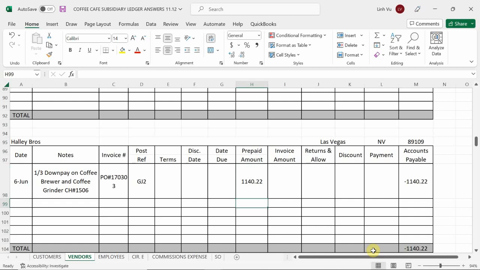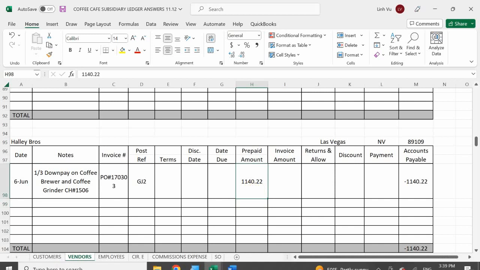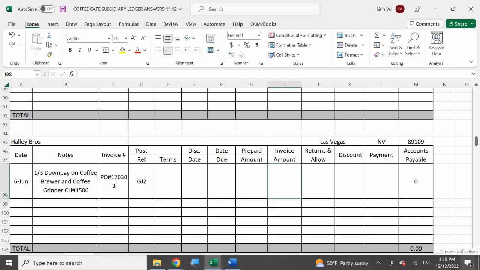So then let's put it into prepaid amounts, $1140.22. Now, because this subtracts from the invoice amount, once again, I'm still at a negative $1140.22. Is that statement true? Does Hallie Bros owe me money? No. So in this case, how do I make this formula work for me? Do you have to enter the invoice amount?